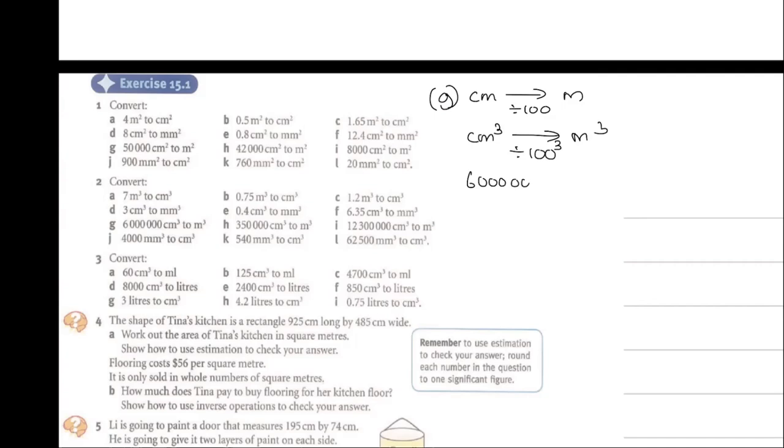6 million divided by 100 cube. If you want to think how many zeros you can remove, you can actually see here. 1, 2, then multiply by 3, 6. 1, 2, 3, 4, 5, 6. So the answer would be 6. All right, G done. H.